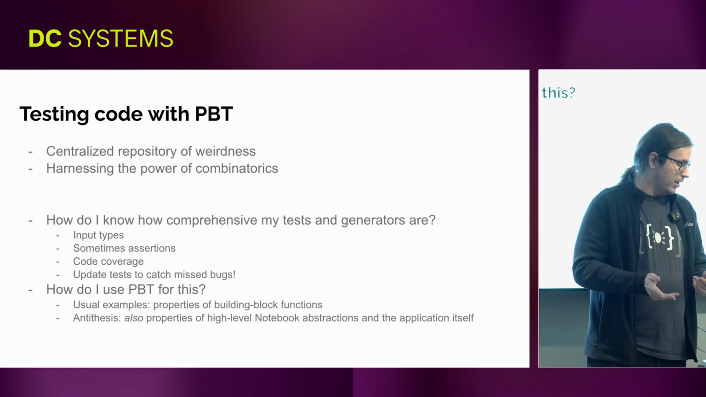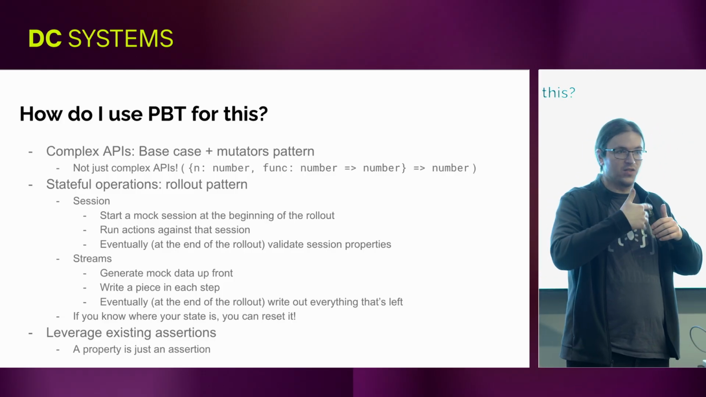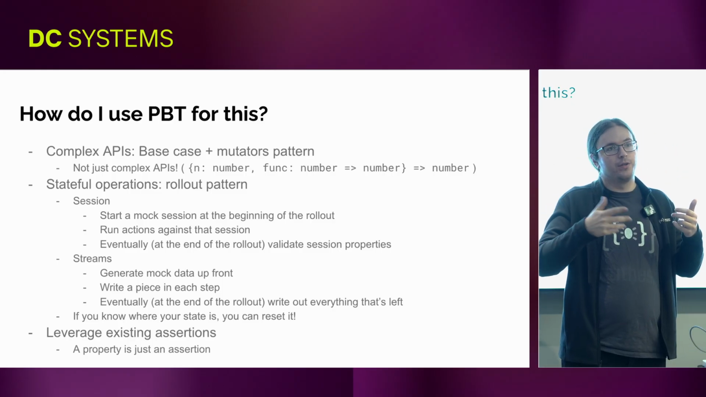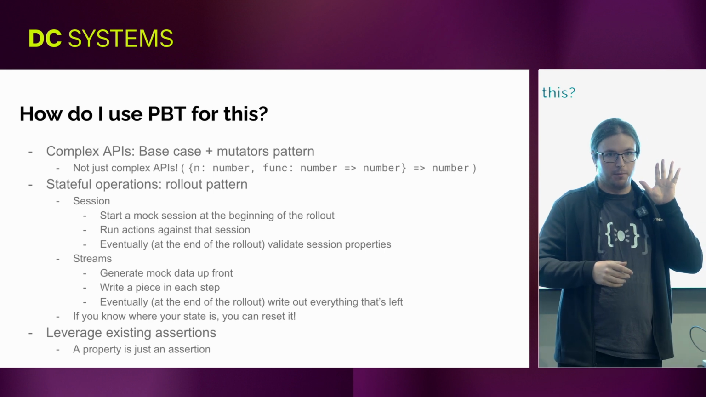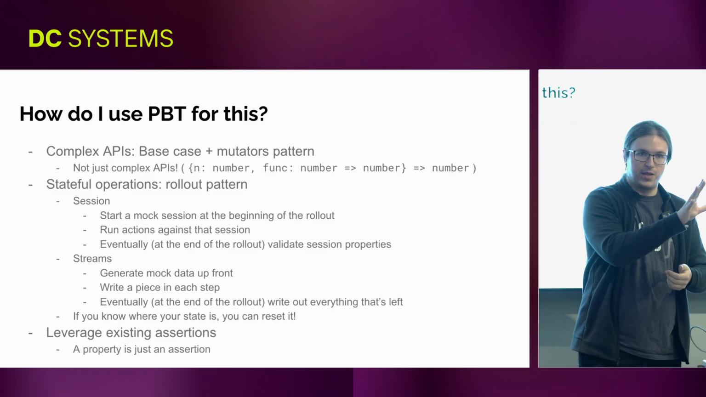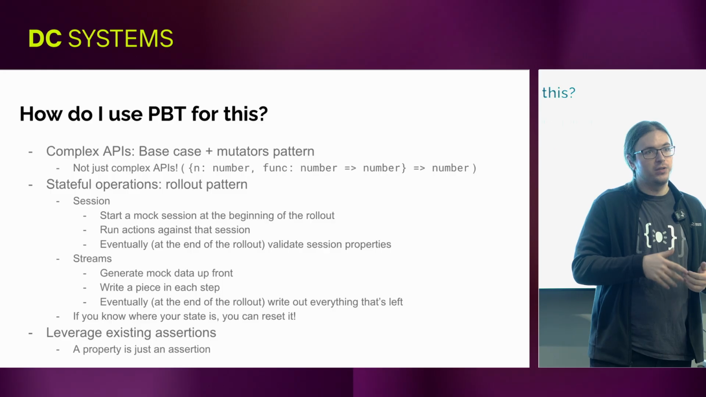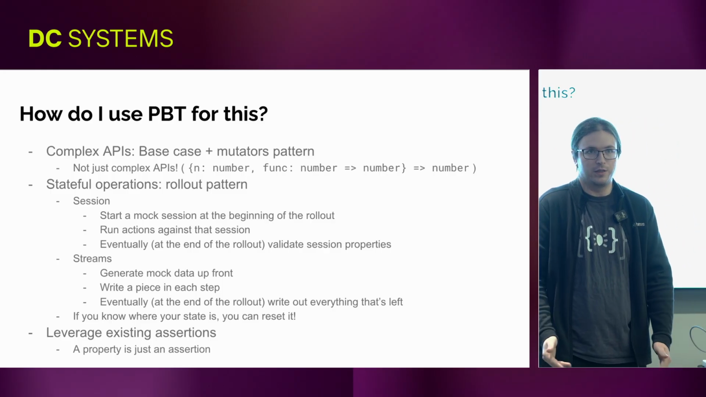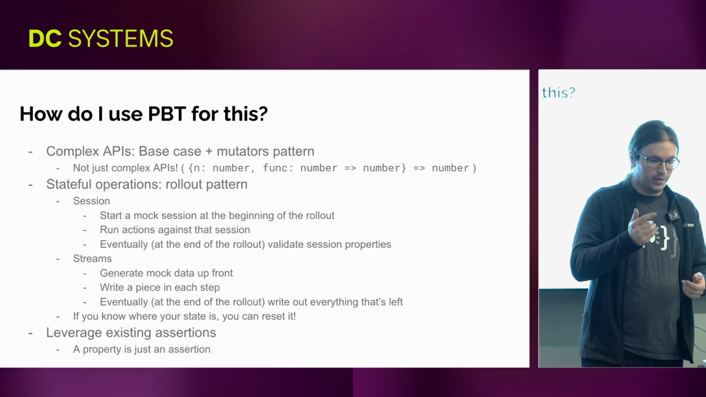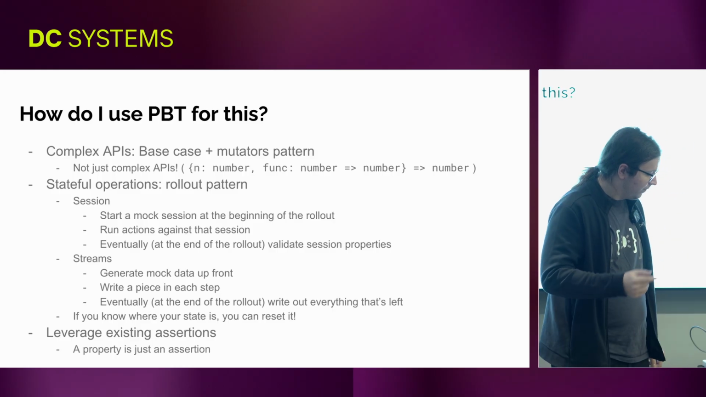For complex APIs, you have the base case and mutators pattern, which Alp talked about. You start with a simple case and you build up from functions that transform one of these objects into one of these objects. Maybe you take your base case and you add another key or whatever, but you don't need to only do this for complex APIs. You can also do it to generate numbers. You start with a number and a function from number to number. You apply that function to that number. It's the same principle to build up these really complex objects, although it can be kind of tricky.